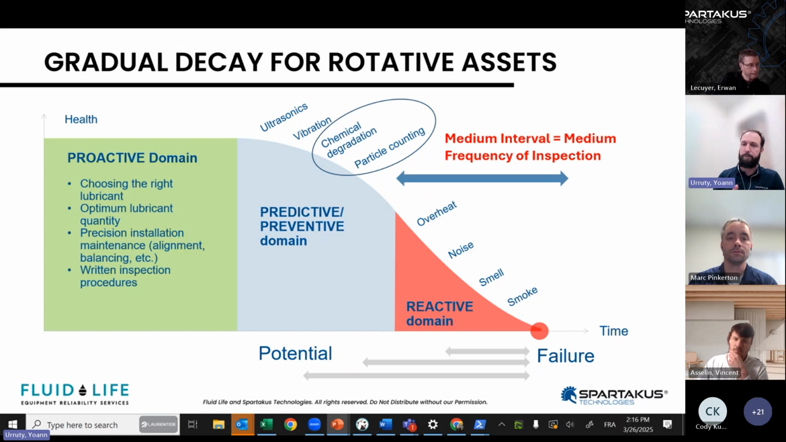Right? The first time we're seeing some wear particles or chemical degradation, it means that in the upcoming weeks to upcoming couple months, there's going to be a failure, right? So that gives us a bit of time, but we need to take that into account and be careful.